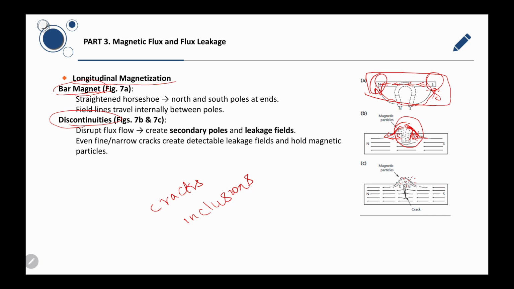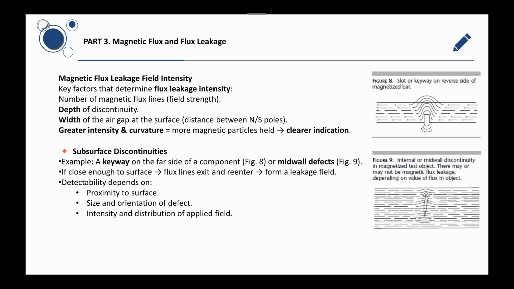This is why magnetic particle testing is so effective for surface and near surface flaws. Let's move on to the next slide. The next topic is magnetic flux leakage field intensity. The strength and clarity of the indication we see depend on how strong and well defined the leakage field is. Some key factors include the number of flux lines. It means more flux lines being forced out mean a stronger leakage field.